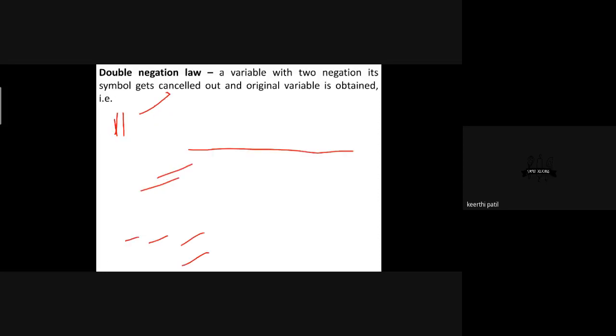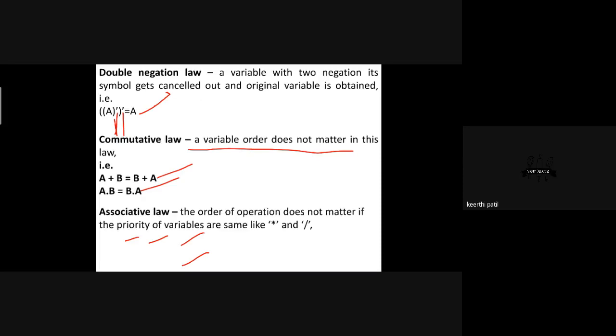Complement law is over. Double negation is understood, everyone. Commutative law. Associative law. Okay. So next we'll go with the distributive law.